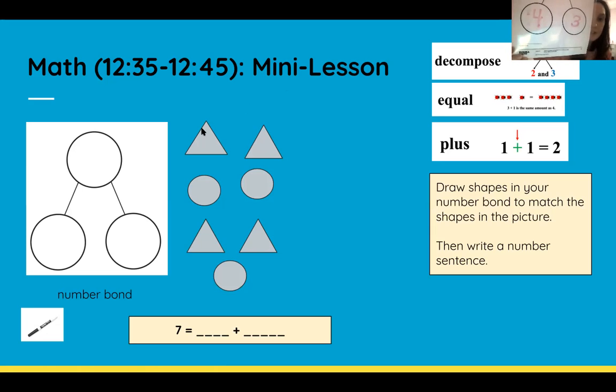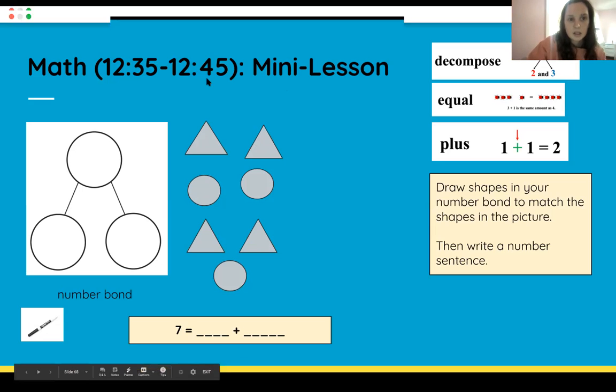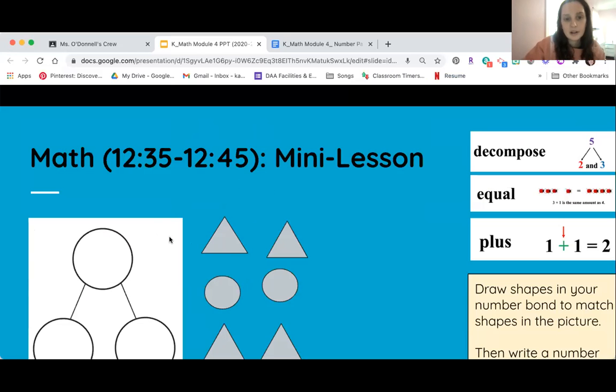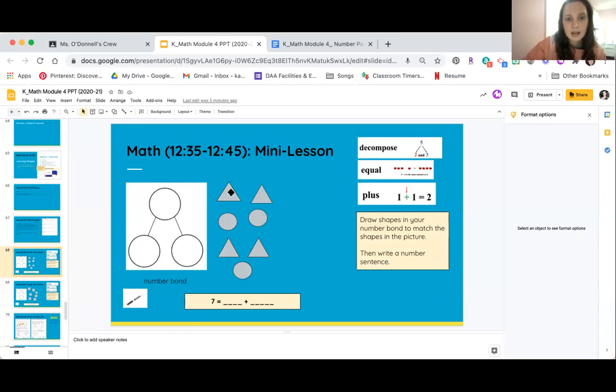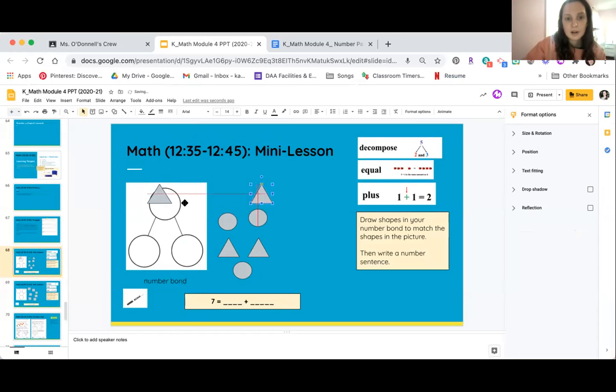I saw 4 triangles, 1, 2, 3, 4, and 3 circles, 1, 2, 3. Now, if you were to move them all together, count how many you had in whole, think about how many you would have all together and write that number in the top. So if I moved all of them up here, I started down here and I'm moving them up to the top. Think about how many there are all together.